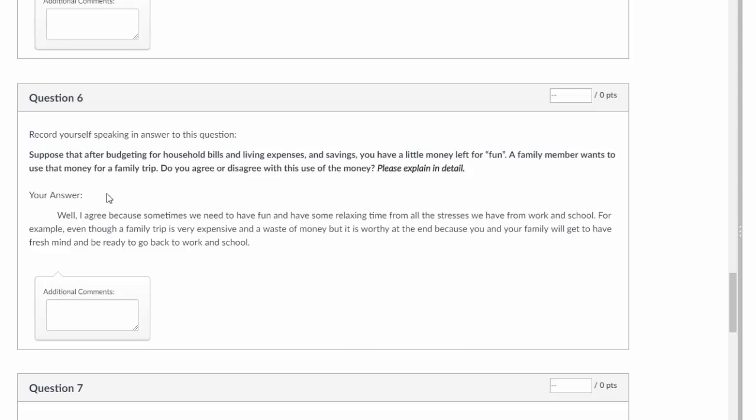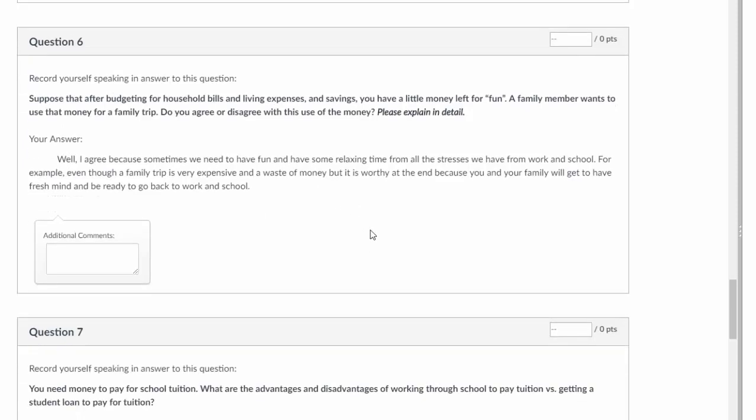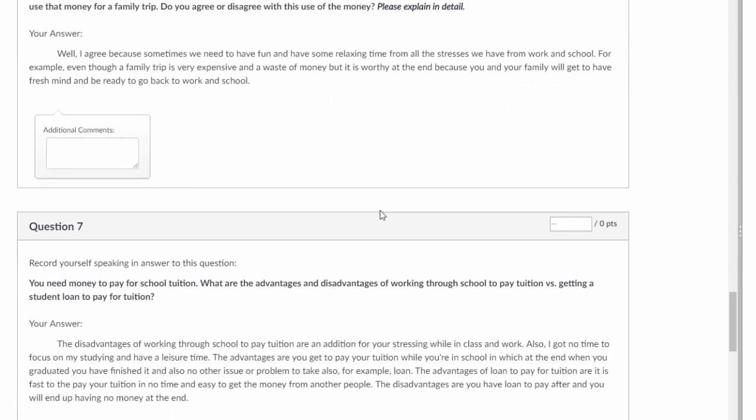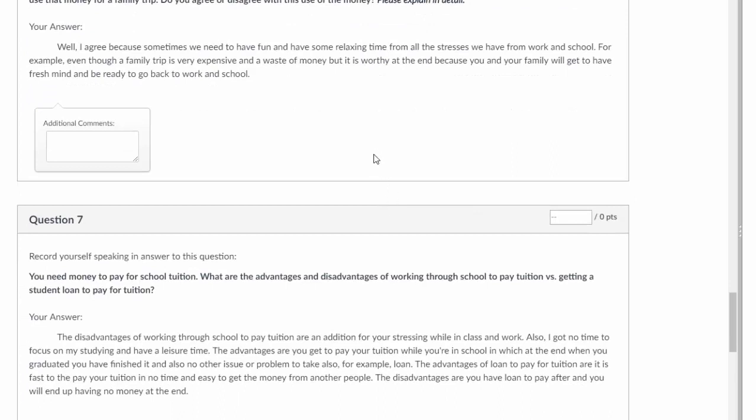Suppose that after budgeting for household bills and living expenses and savings, you have little money left for quote-unquote fun. A family member wants to use that money for a family trip. Do you agree or disagree with this use of money? Now this is assessing the objective to express agreement or disagreement. And the student failed to recognize that this is a speaking activity and wrote her agreement with this. You can see her answer. So I wanted to bring that up, just that this is one thing that this student failed to do, but did answer the question.